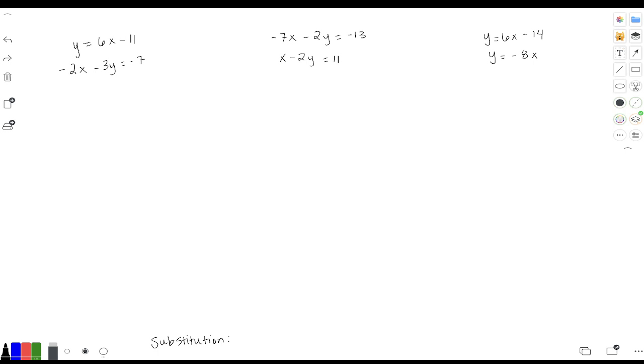is replacing something with its equivalent. Okay? Replacing something with its equivalent. Okay? We have to make sure that whatever we're replacing when we're solving this is the same value as what we are replacing.